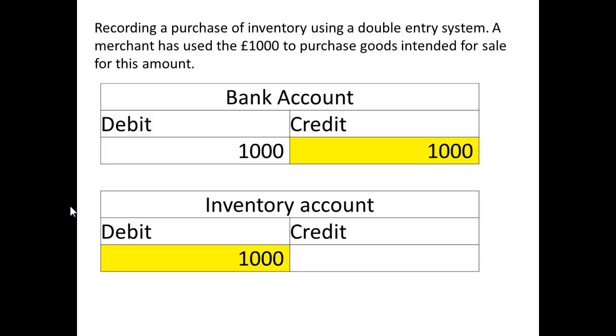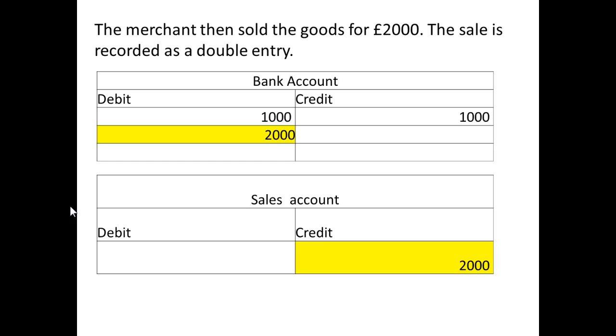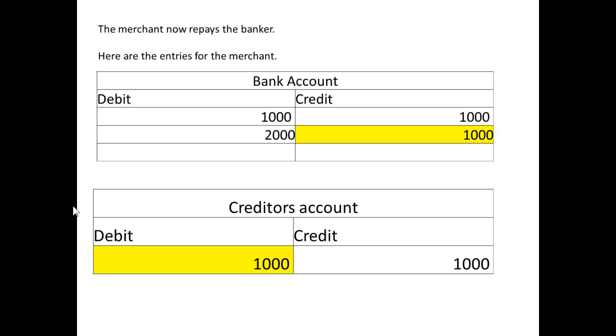So he had £1,000 worth of inventory. If the merchant then sells the goods for £2,000, then that sale can also be recorded as a double entry. £2,000 has been received and paid into the bank account, so that is a debit of £2,000. So the opposite effect must be a credit of £2,000, and that goes to a sales account. And you're probably picking up already the idea that debits will always equal credits in any particular double entry.